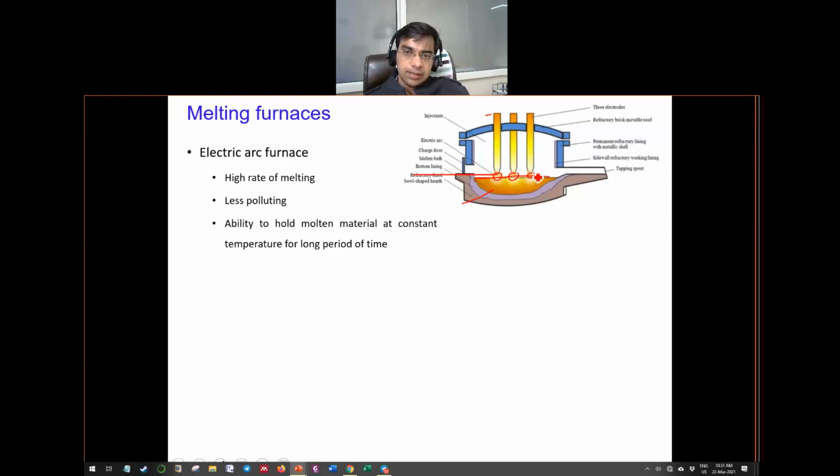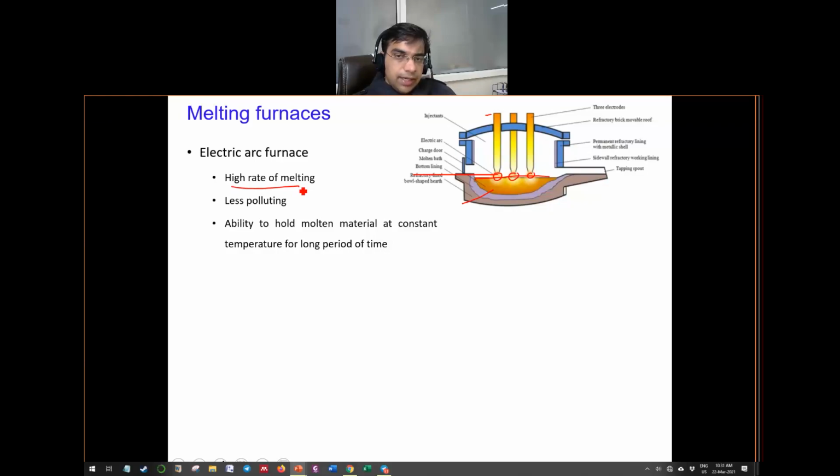But in this case, since the applied voltage is quite high, this arc is sufficiently maintained, and this arc is a plasma state which can quickly melt the metals which have to be cast. This arc can be continuously kept on, and all the material which is provided can be melted quickly. These furnaces have a very high melting rate, meaning they can quickly melt a high quantity of metals. They do not produce any pollution since there is no combustion taking place.